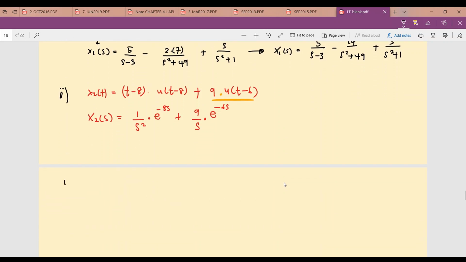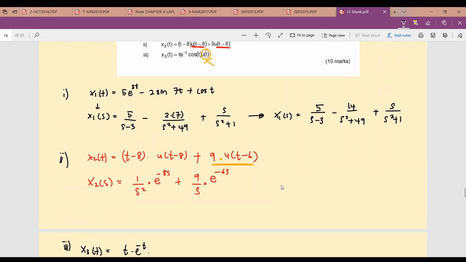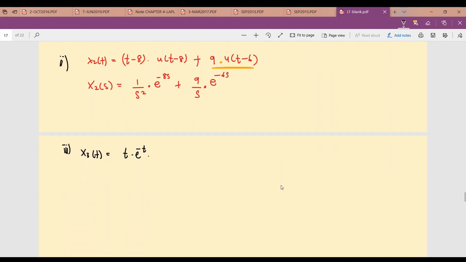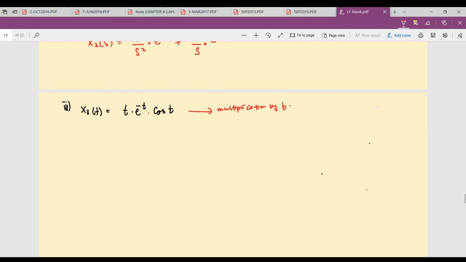Okay, soalan nombor 3 ni unik sikit. Saya rasa dia macam agak susah. Because t kita ada darabkan dengan eksponen negatif t, and then kita darabkan cos t. So type multiplication by t. Okay, so this one is dia punya t, multiplication by t and times with x(t). Okay. So formula for t kuasa n times with x(t) is equivalent to negative 1 n d over ds X(s).